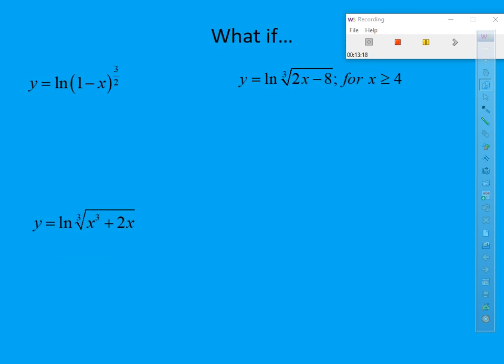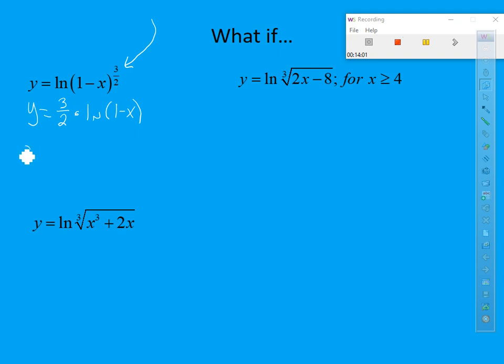So I'll slow down just a little bit here. Come over and look at your number 10. I've got the natural log of 1 minus x quantity to the 3/2. When you're dealing with the derivative of a natural log, you do not want to see powers. You want to get rid of them first. So I'm going to rewrite this using our rules of logarithms. I'm going to bring that 3/2 down front. So this is really 3/2 times the natural log of 1 minus x.